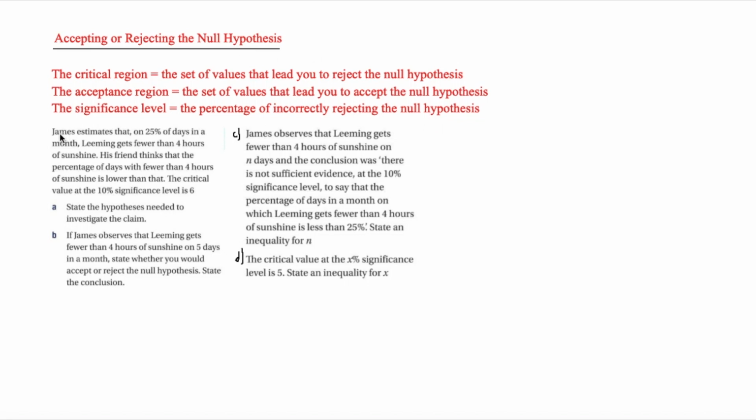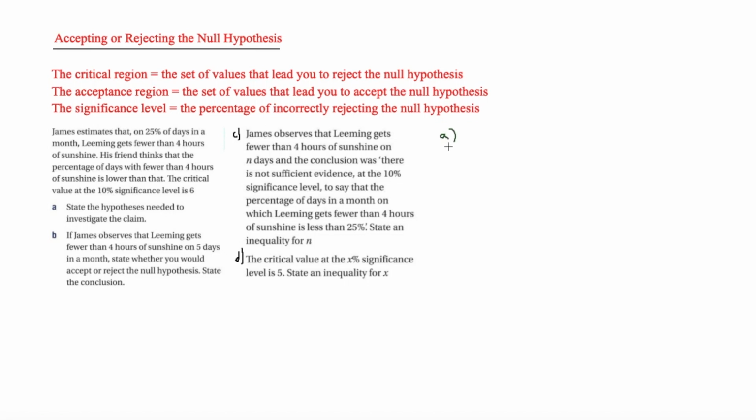So this question says that James estimates that on 25% of the days in a month, Leeming gets fewer than 4 hours of sunshine. His friend thinks that the percentage of days with fewer than 4 hours of sunshine is lower than that. So the critical value at the 10% significance level is 6. So first of all, as we did in the first part of this video, we need to state the hypothesis needed to investigate this claim.